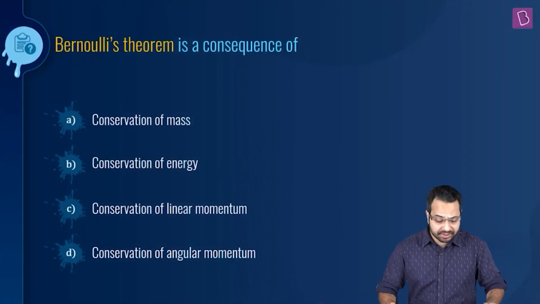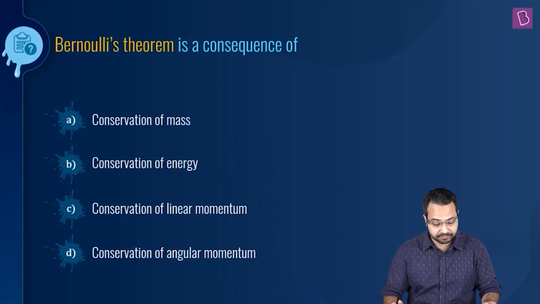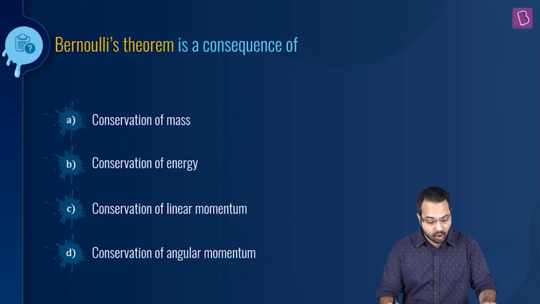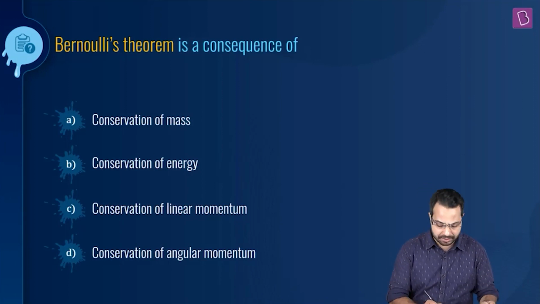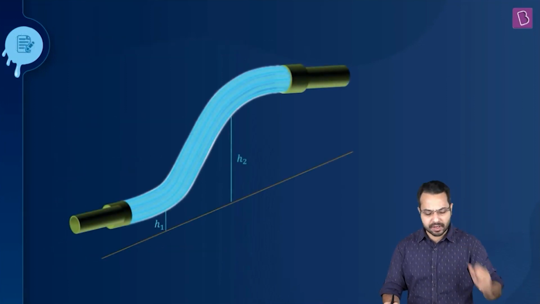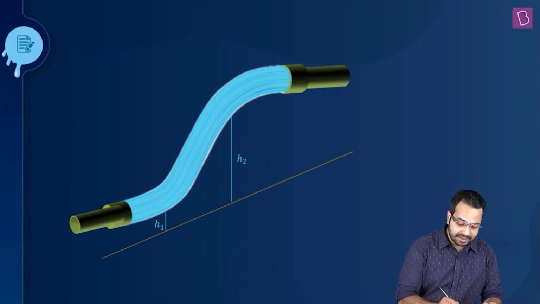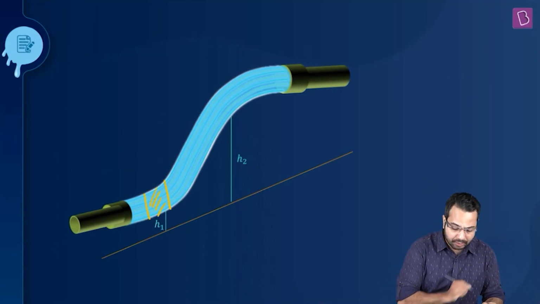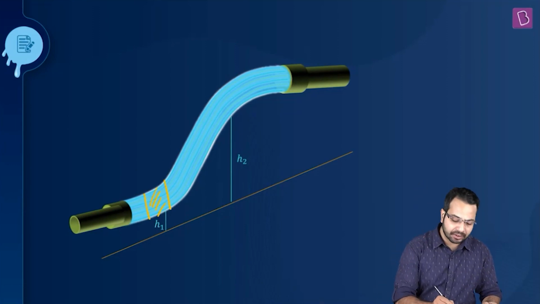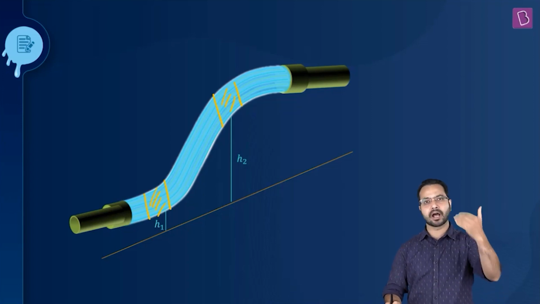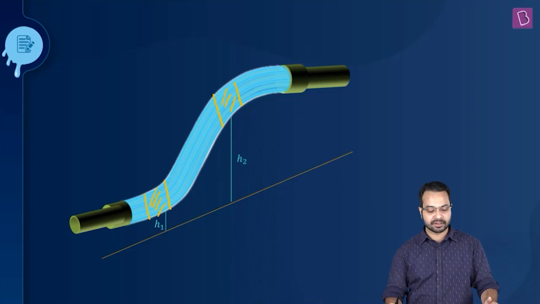The question is, Bernoulli's theorem is a consequence of conservation of mass, conservation of energy, conservation of linear momentum, or conservation of angular momentum. So if you remember even vaguely the derivation of Bernoulli's equation, what we consider is that there is a mass of liquid at level h1, then it flows and this mass of liquid reaches level h2, as in the height h2 from a reference level.